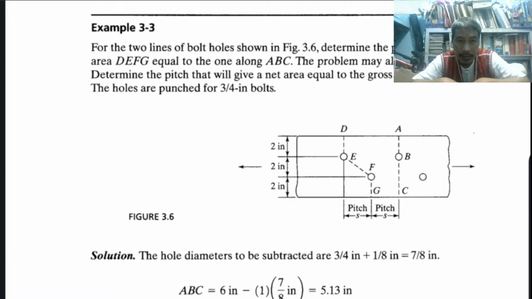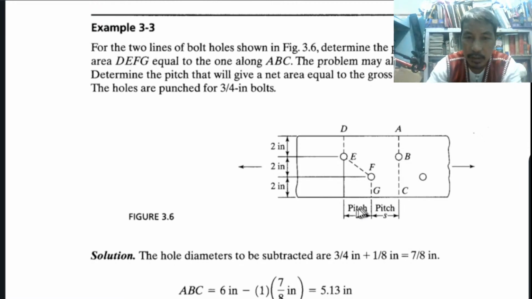For the 2 lines of bolt holes shown in the figure below, so this is the figure, determine the pitch that will give a net area DEFG equal to the one along ABC. So DEFG is equal to ABC. Determine the pitch.